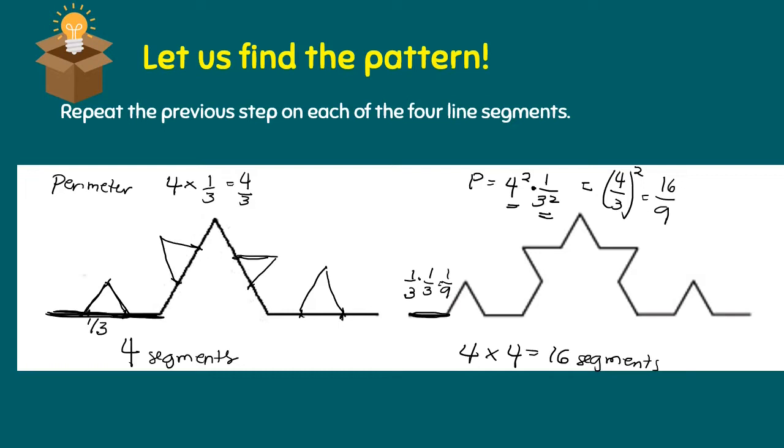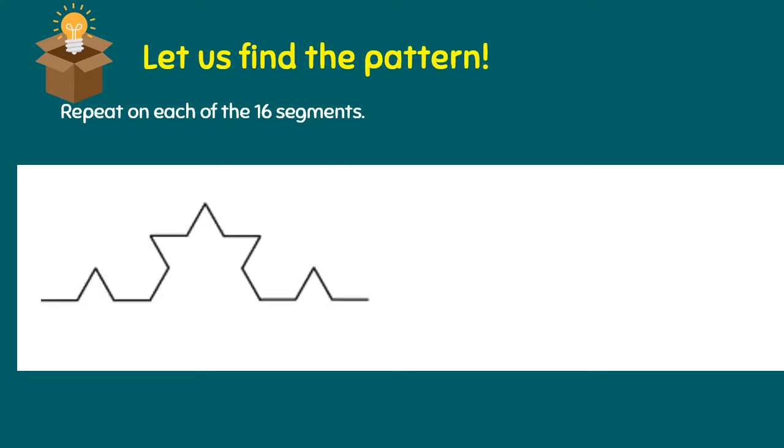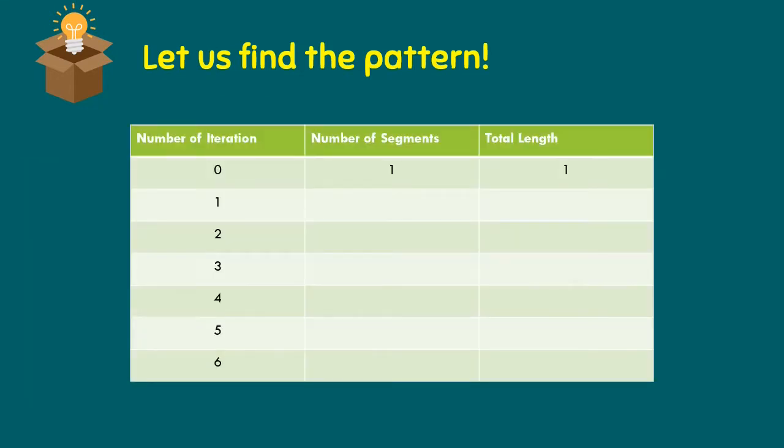If you repeat this process again, what do you think is the number of segments and the perimeter? Okay, let's summarize what we have seen so far. For the first iteration, we started with one segment and a total length of 1 unit. On the first iteration, we have 4 segments and a total length of 4/3. On the second iteration, each of those segments turned into 4 smaller segments. So we now have 4 times 4, so 4 squared, and a total length of 4/3 squared. Can you now guess the number of segments on the third iteration? It's 4 cubed, and the length is 4/3 cubed, and so on.